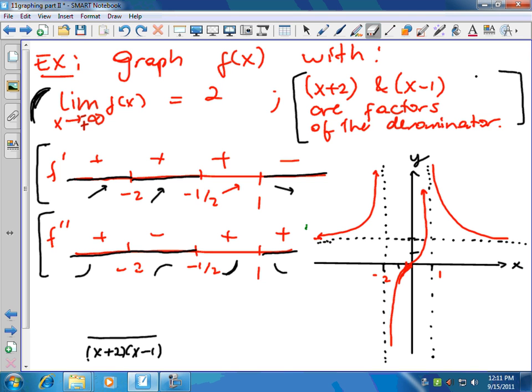Checking it once again, f prime, the graph should be rising pretty much everywhere except for the last region, right? That's what we have. If you go from left to right, the graph is rising on each of those regions except for the last one. And then if you check the concavity, it should be concave up everywhere except for the second region, the region from here to here. And indeed, that's what we have. The graph is concave up everywhere except from negative 2 to negative 1/2.